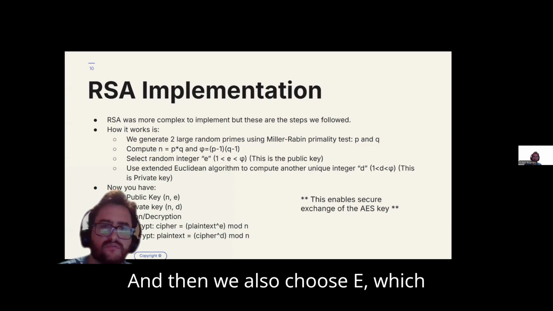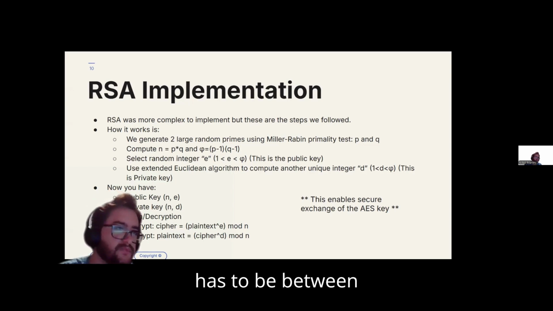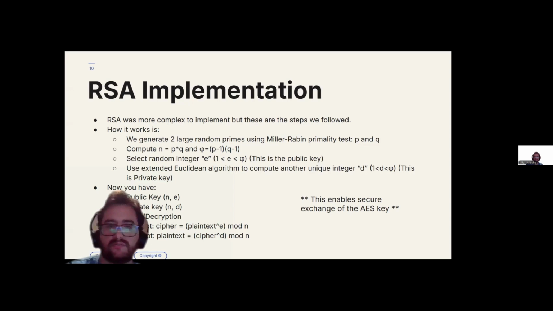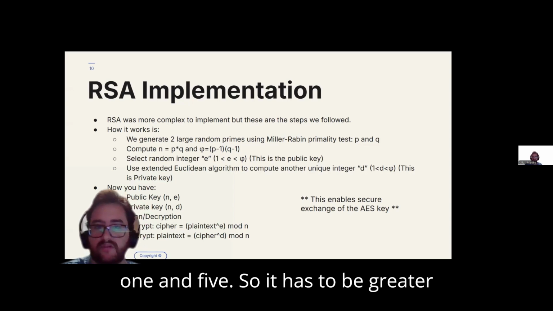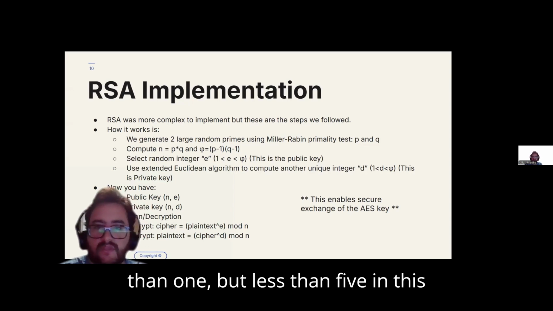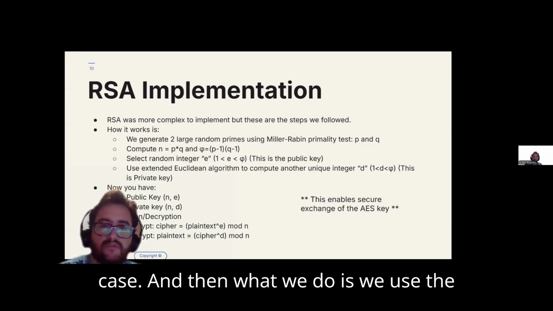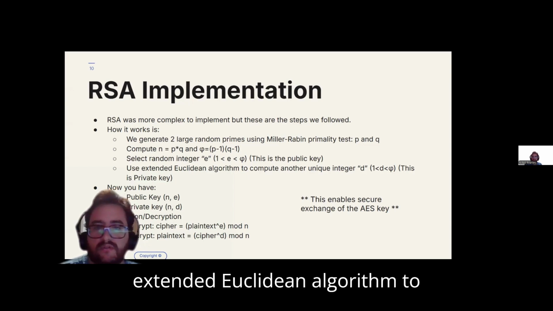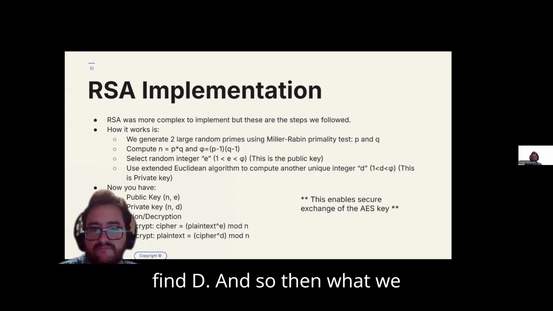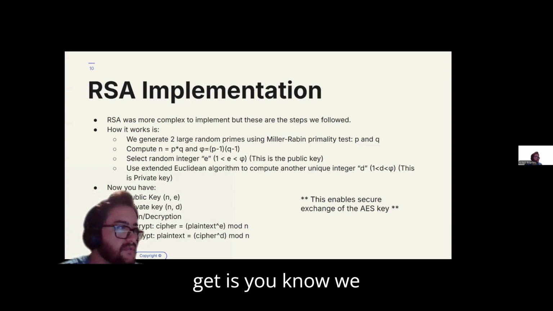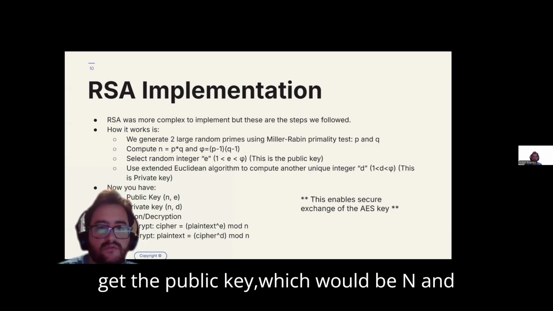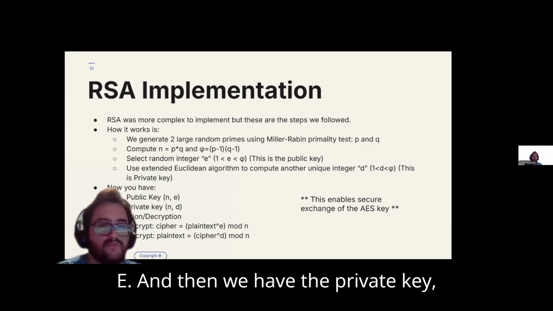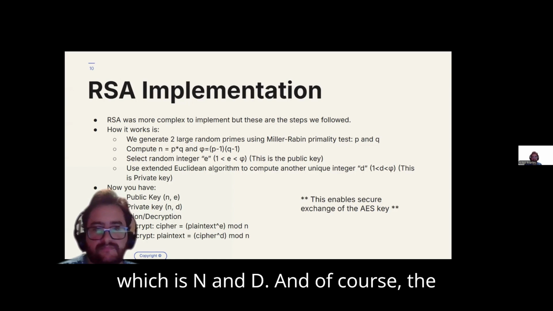And then we also choose E, which has to be between 1 and phi. So it has to be greater than 1, but less than phi in this case. And then what we do is we use the extended Euclidean algorithm to find D. And so then what we get is the public key, which would be N and E, and then we have the private key, which is N and D.